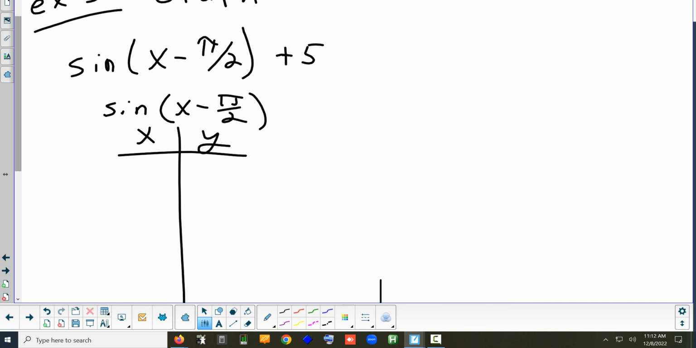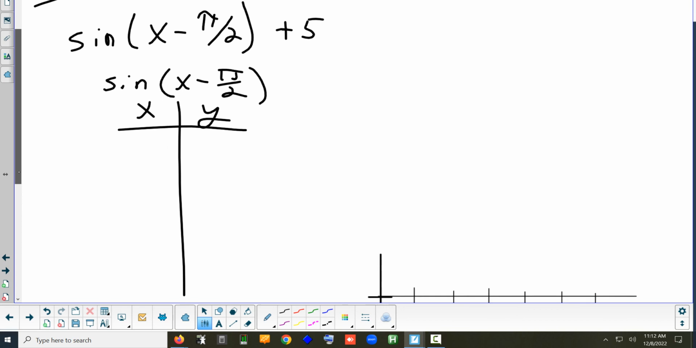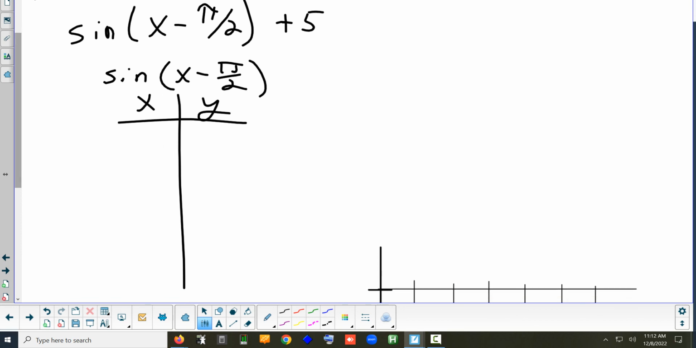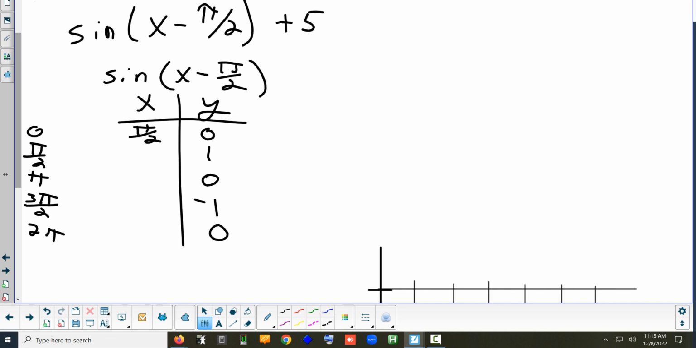Okay, we're going to break this down into two tables. When you do a phase shift, what stays the same? The y's. Okay, we're going to take our original x's, and what are we going to do to all those numbers? Add pi over 2. So pi over 2, pi, 3 pi over 2, 2 pi, 5 pi over 2. That's not the final answer. That's just the phase shift. Any questions on that table?